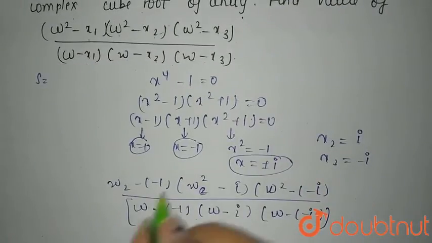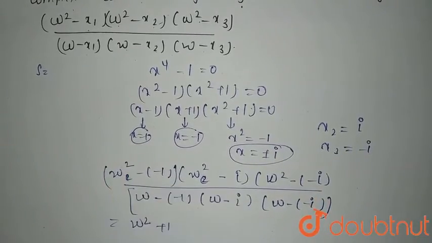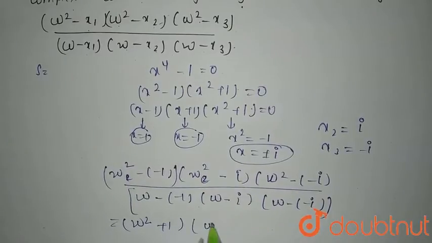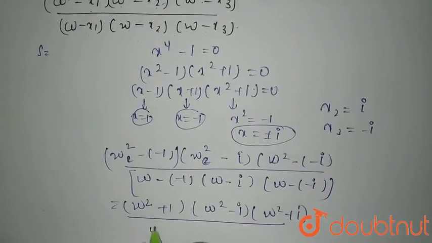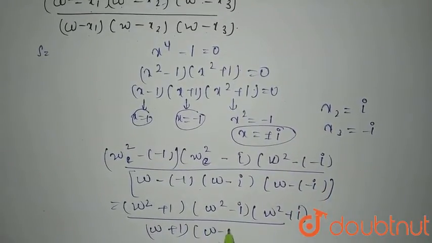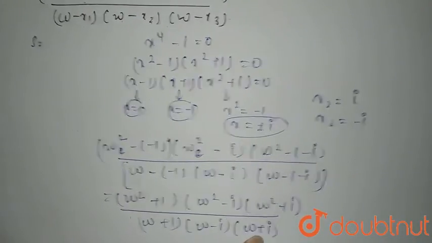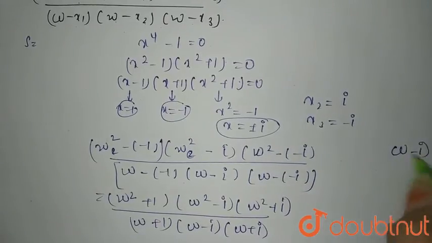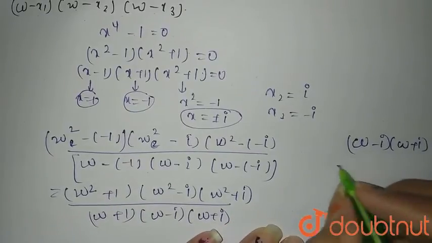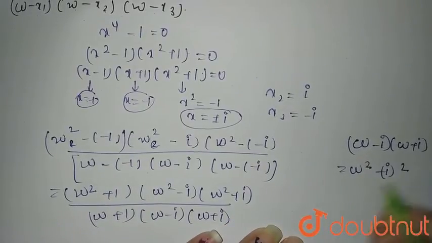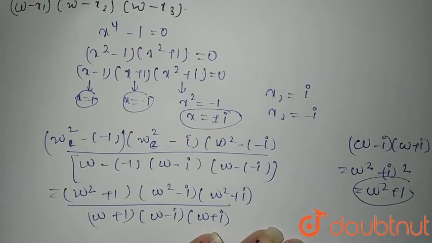So this comes out to be (ω² plus 1) multiplied with (ω² minus iota)(ω² plus iota), divided by (ω plus 1)(ω minus iota)(ω plus iota). Now when you multiply ω minus iota into ω plus iota, what is the product? It will be ω² minus iota, the whole square, which comes out to ω² plus 1, because the value of iota square is minus 1, so minus minus 1 is nothing but 0.